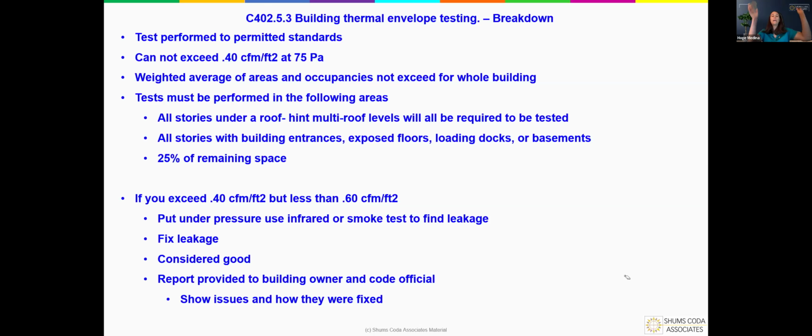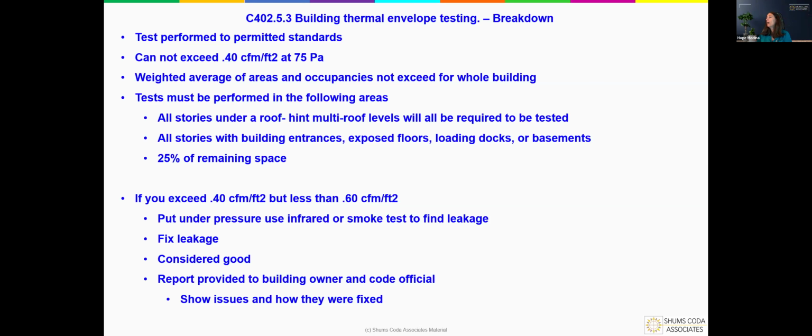You don't have to retest everything, but if this happens, you will be required to provide a report to the building owner and to the code official that says, hey, we found out that this was our issue and this is how we fixed that issue.